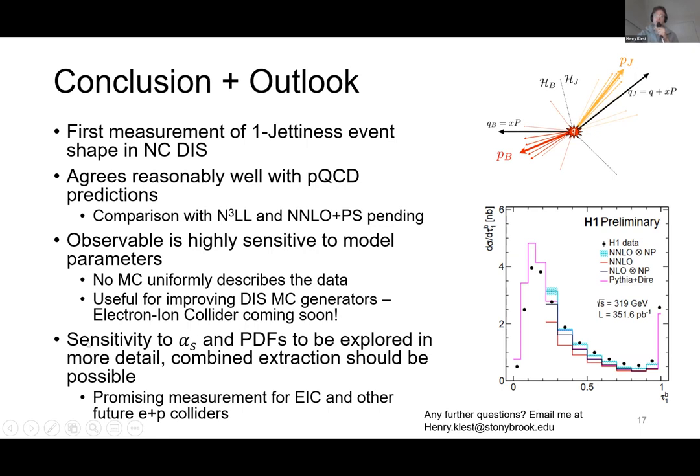And we're looking to explore the sensitivity to alpha S and the PDFs in a little bit more detail. And a combined extraction of these two quantities should be possible. So in general, it's a promising measurement for the EIC and other future EP colliders. Thanks.